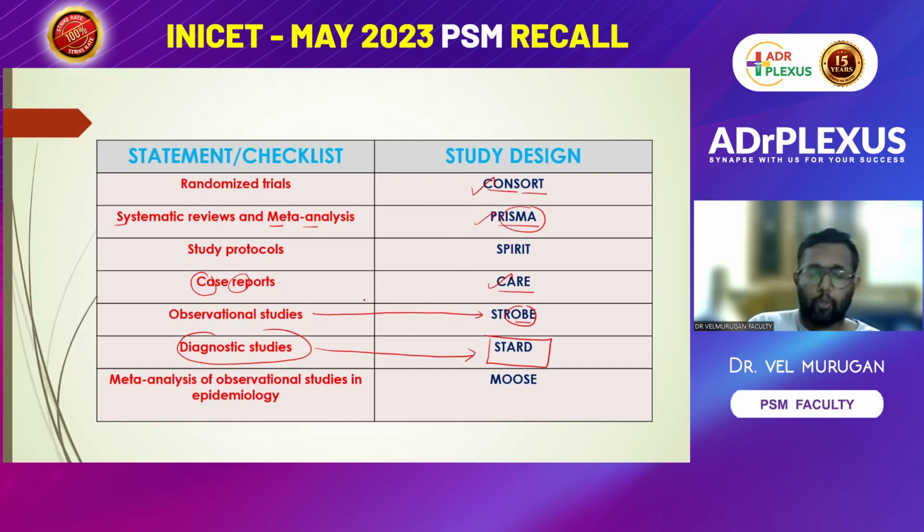For study protocols, before doing a study, you make a plan, like before building a house you put a plan. Like how you are going to do a study, you write something called a study protocol. How to write a study protocol? The guideline is called SPIRIT. Then MOOSE is nothing but meta-analysis of observational studies in epidemiology. These are various guidelines. These are postgraduate level questions.